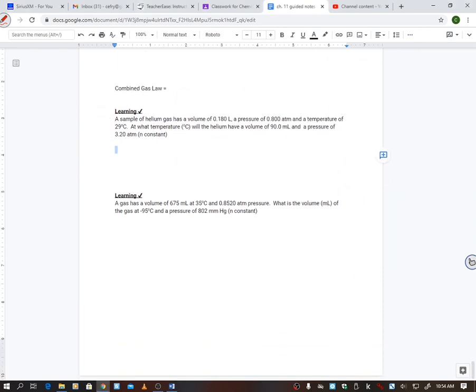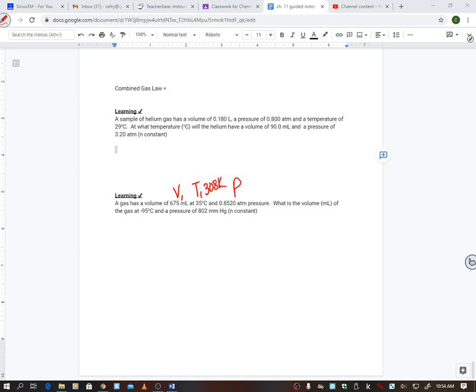All right, the second learning check. A gas has a volume of 675 milliliters. I'm going to change that to liters right away. Well, they want it in milliliters, so I'm going to leave it like this. So there's my volume. Here's my temperature, so I need to add 273 to that, which is 308.